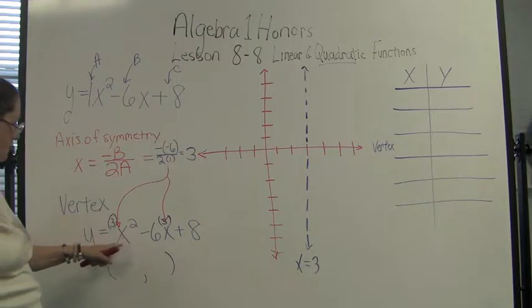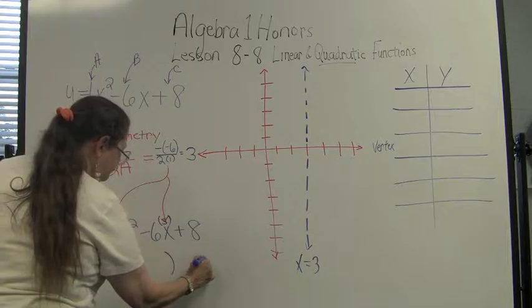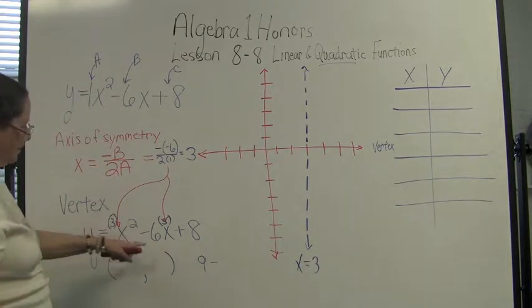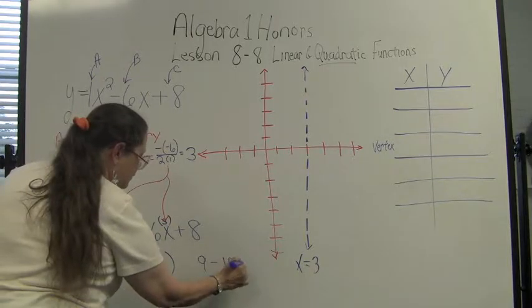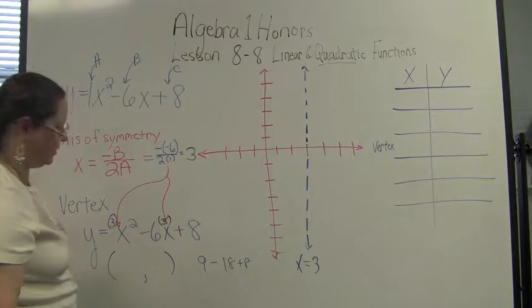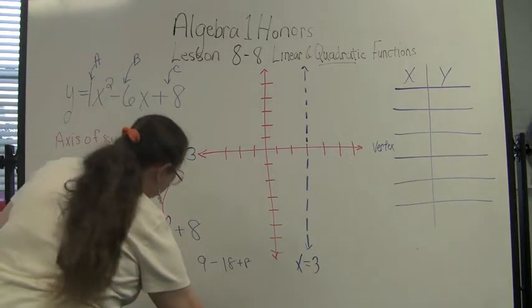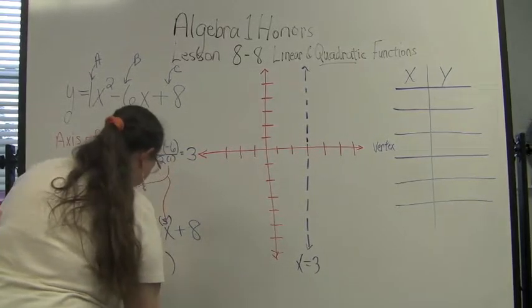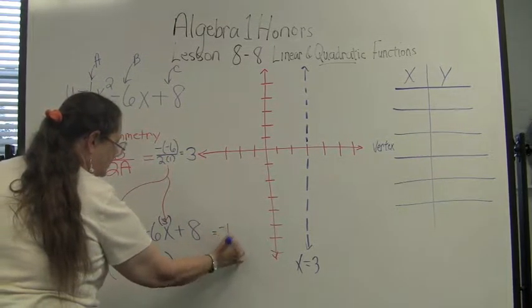Well, 3 squared is 9, so we have 9 minus 3 times 6, which is 18, plus 8. So 9 minus 18 is -9. -9 plus 8 is -1. Okay, so when we plug it in, it gives us a -1.